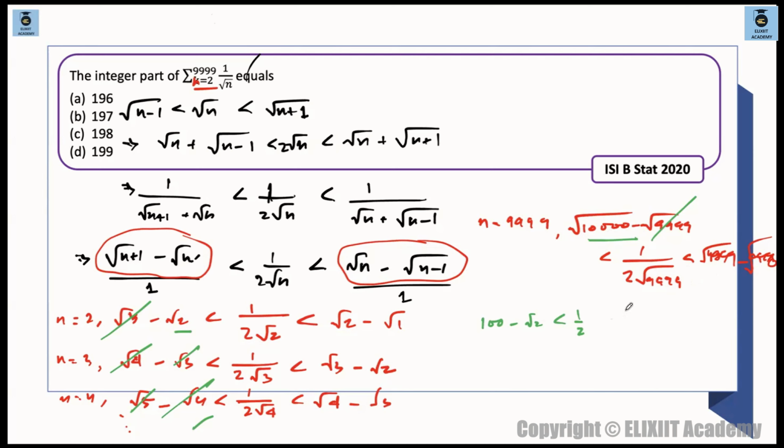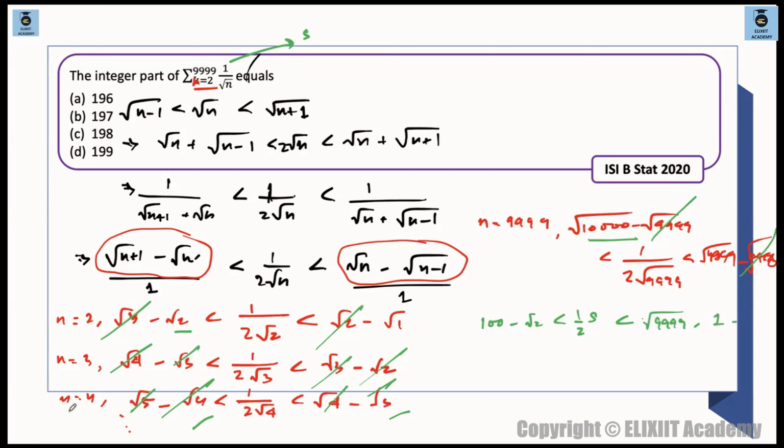And so we can write this as S itself. We can take this to be some S. So half times S is less than... Similarly, we'll get cancellations here. Root 2 cancels out, root 3 cancels out. Similarly, these terms will cancel out. So what is remaining over here? This will cancel out, so we have square root of 9,999 minus root of 1, which is 1 only.